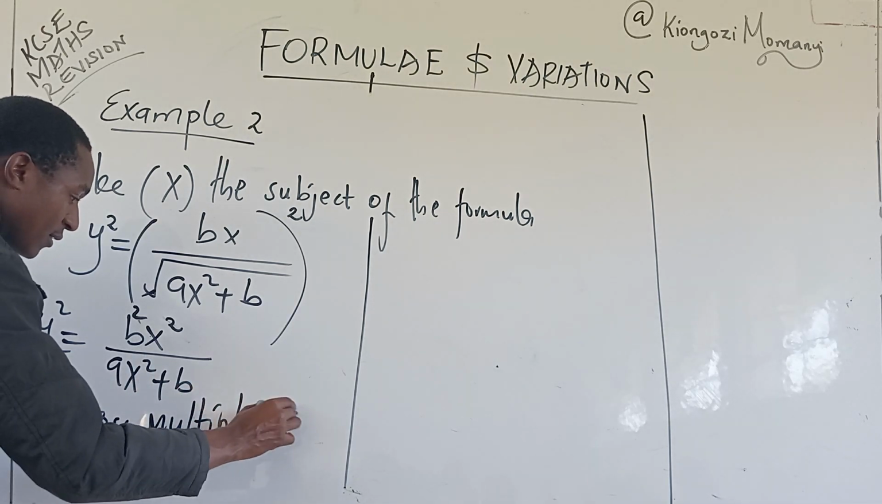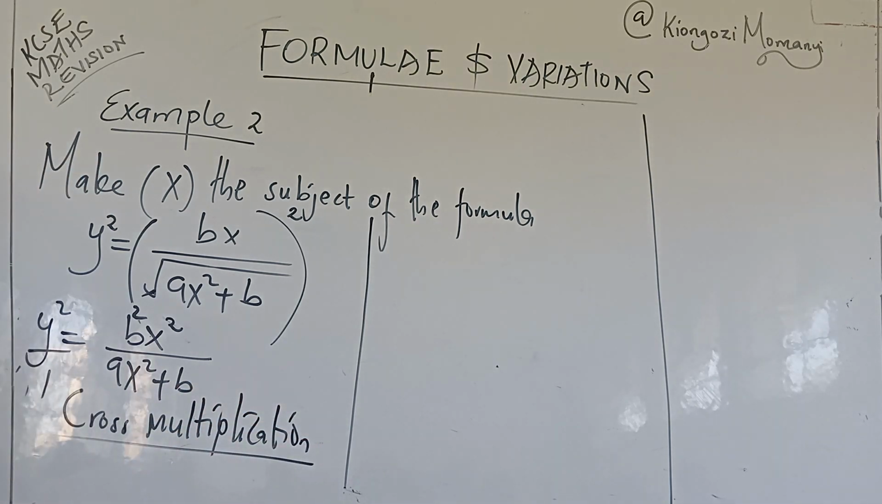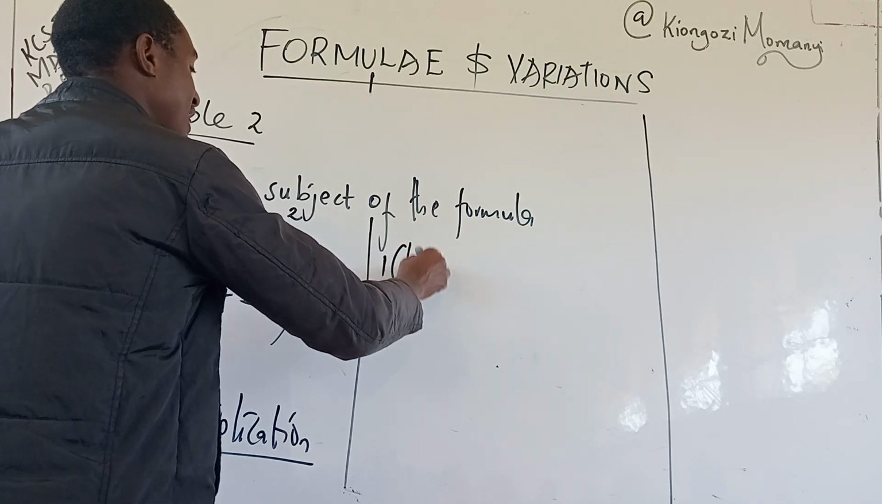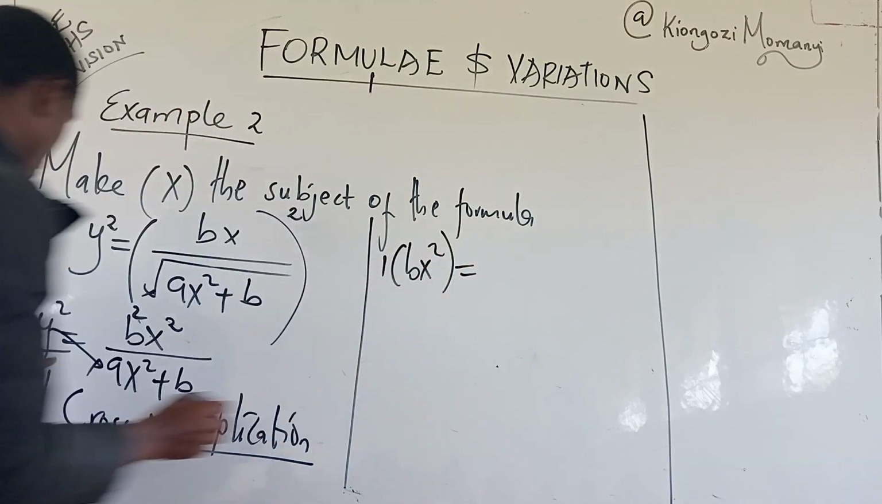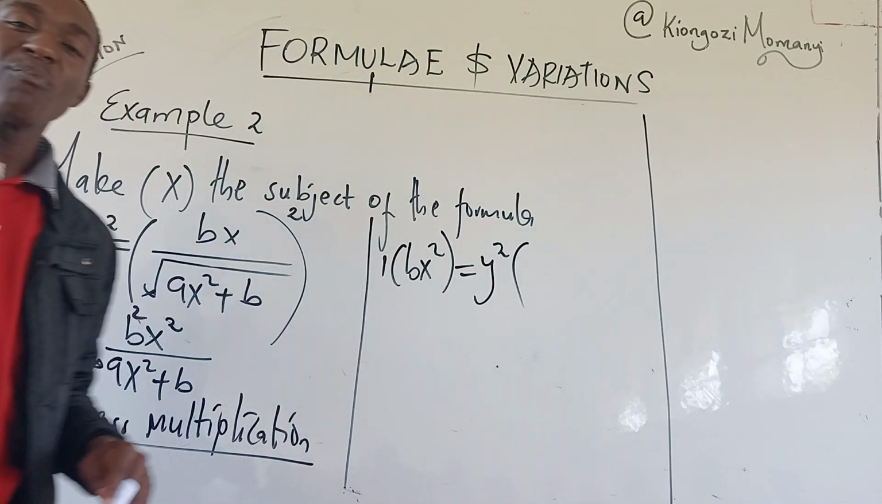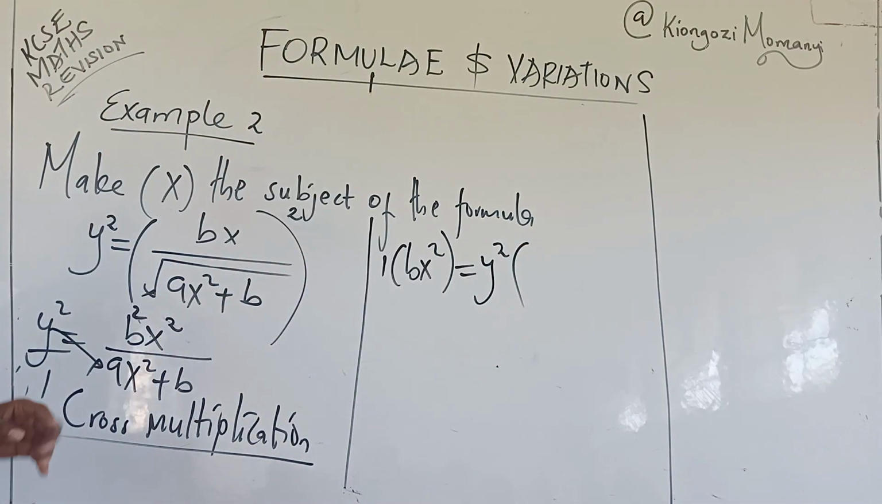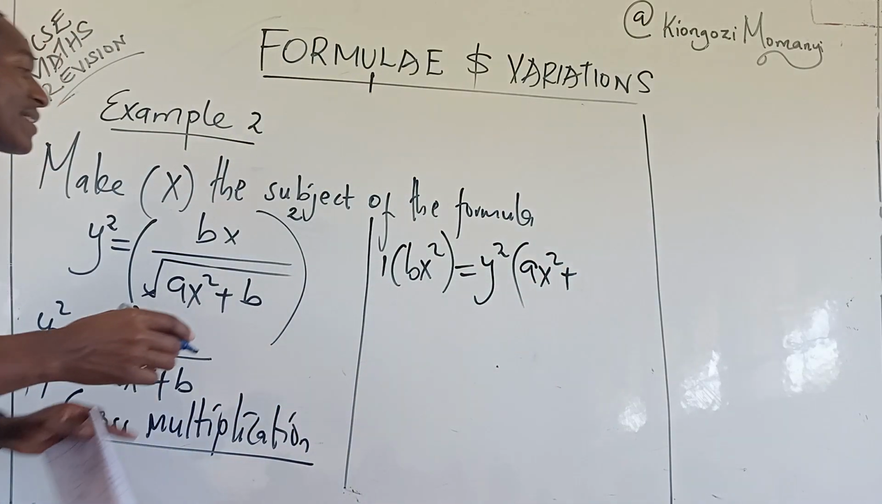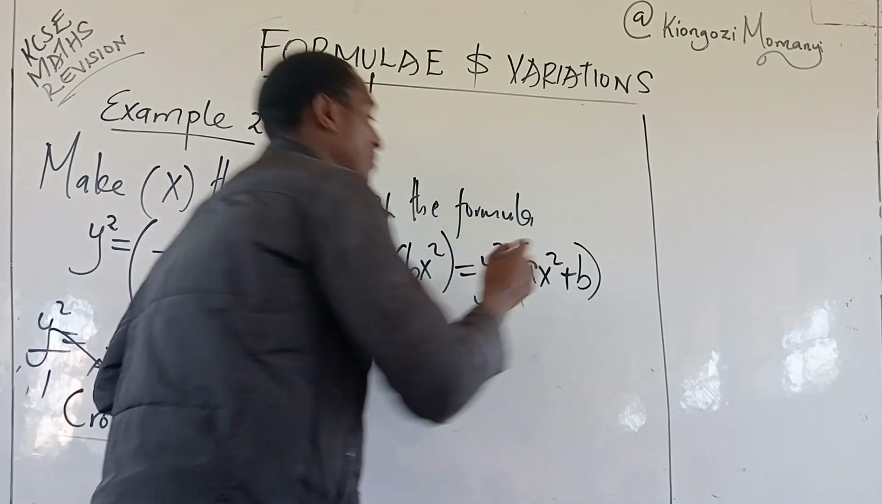multiplication. Cross multiplication. Y is multiplied with this part and 1 on the other side. So we have 1 times bx squared is equals to y squared. Again, I want to emphasize, I said you must introduce the brackets so that you avoid the aspect of multiplying y squared with the first value and forgetting the other one. So ax squared plus b. Then you close the bracket.